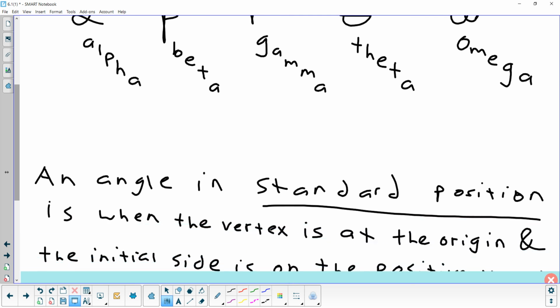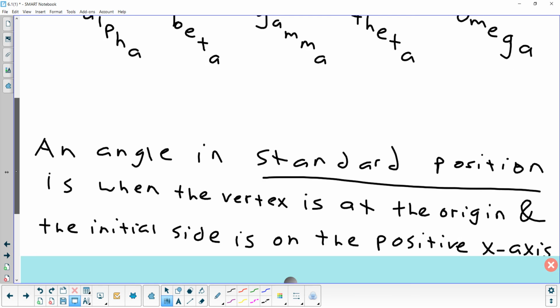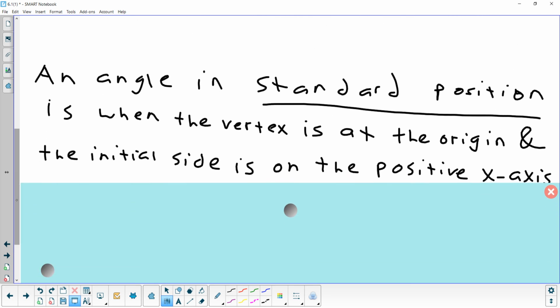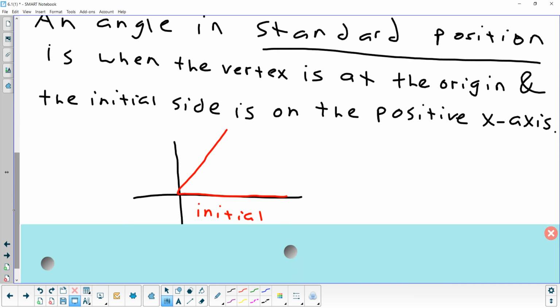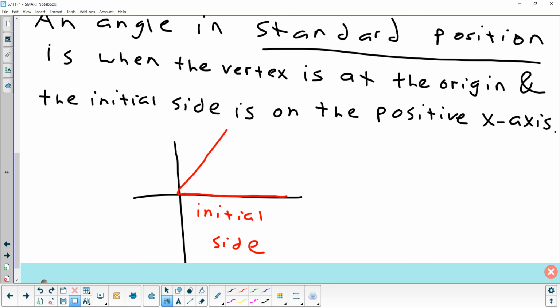So I mentioned to you that we try to make it easy to figure out which side is the initial and which side is the terminal. And that's called drawing an angle in standard position. Standard position means that you have the vertex of the angle at the origin, like if you set up a coordinate plane, and the initial side points to the right. Okay? It's on the positive x-axis. So there's an angle that's drawn in standard position.